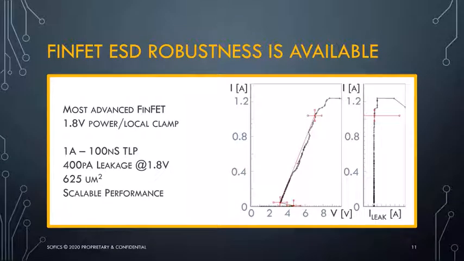Let's have a first look at some data. This is a FinFET structure, 1.8 volt. It's a clamp that can be used for both power lines and local protection. I'm showing you classic TLP, 1 amp of performance. Very important, the leakage level, 400 picoamps. The area, also very important, very small, 625 square micrometers. And scalable performance. Basically demonstrating to you we can build good ESD protection in FinFET technology.